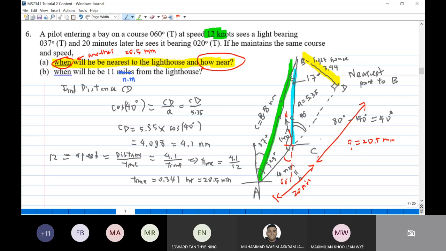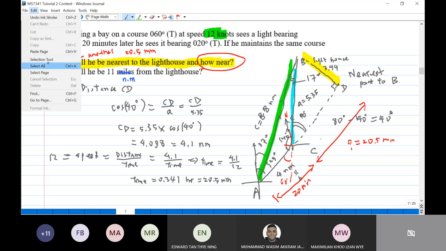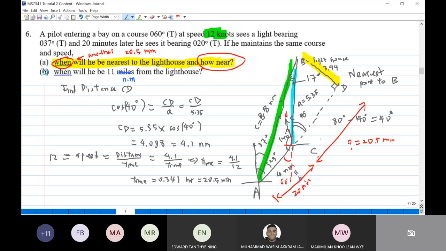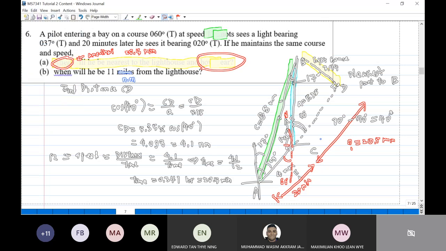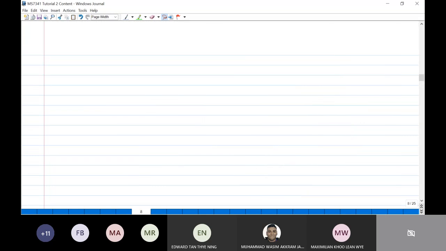For this one you really have to draw a big picture to get this 11 nautical miles. Where is it? At the moment the nearest distance is 3.44, right? I want it to be 11 nautical miles from the lighthouse. So I'm going to draw this picture again for the next one. I will copy this one, then copy again, and insert this one.